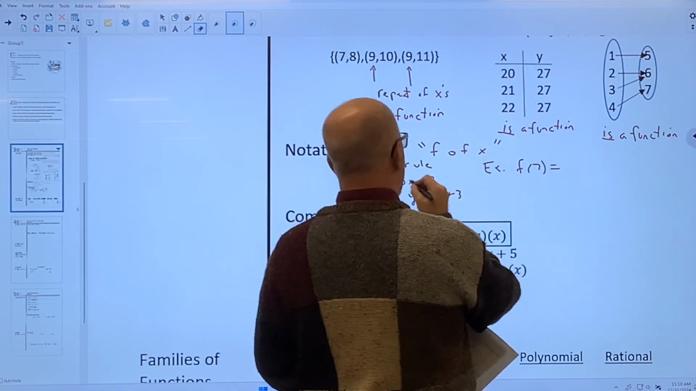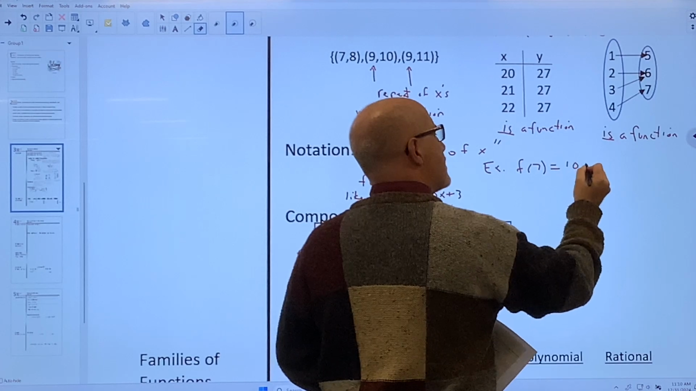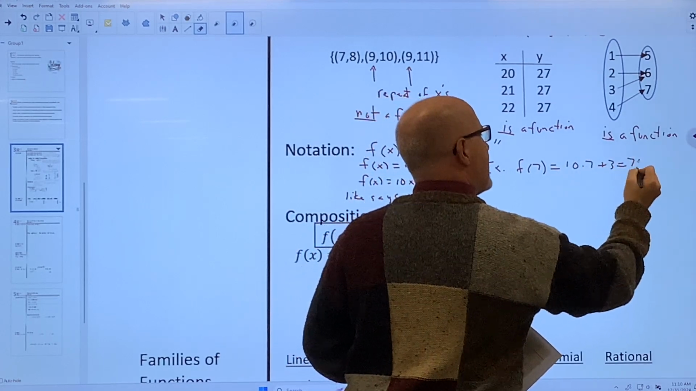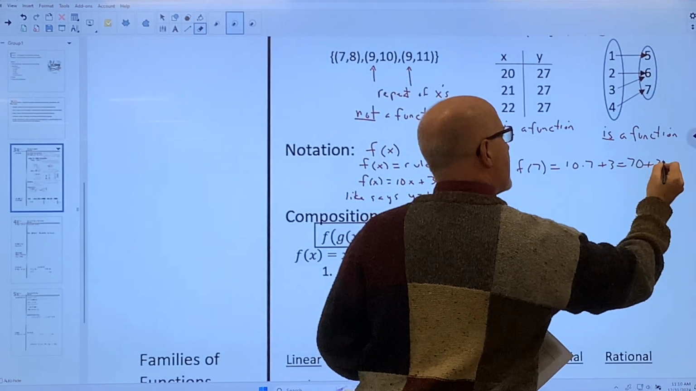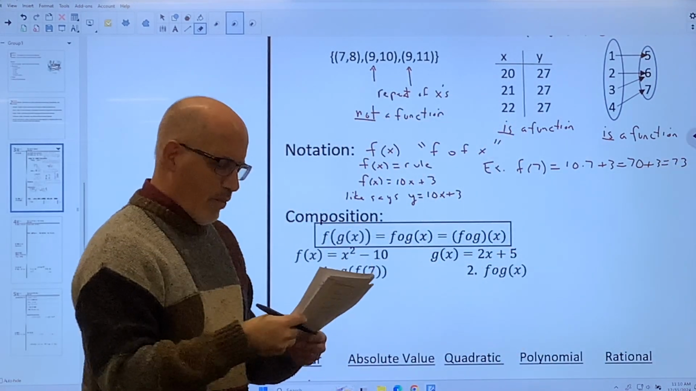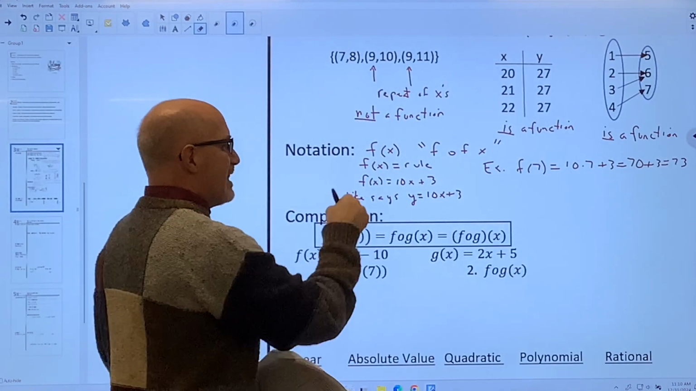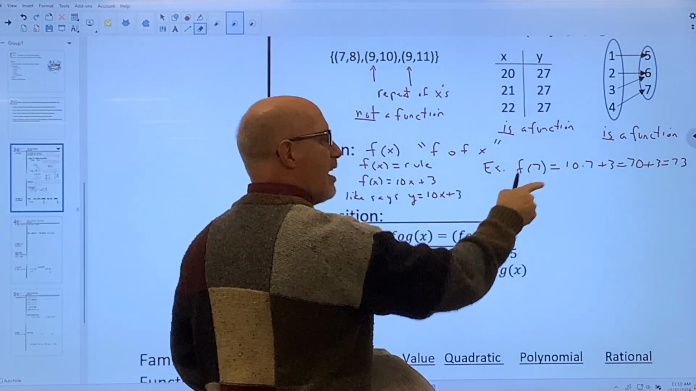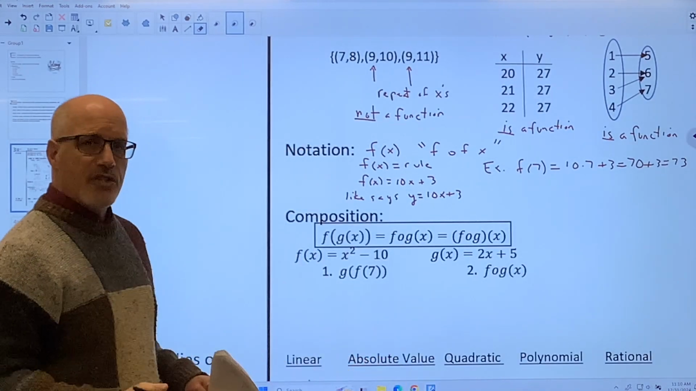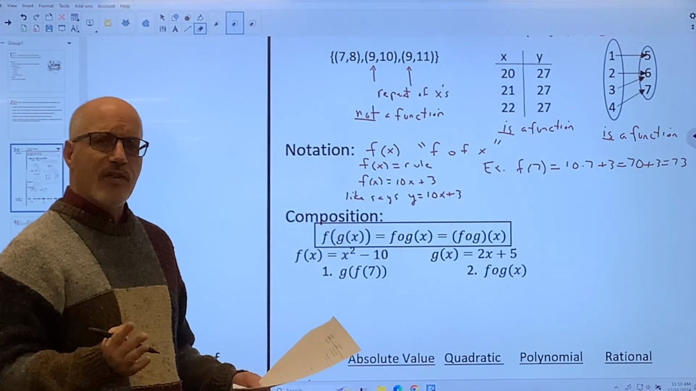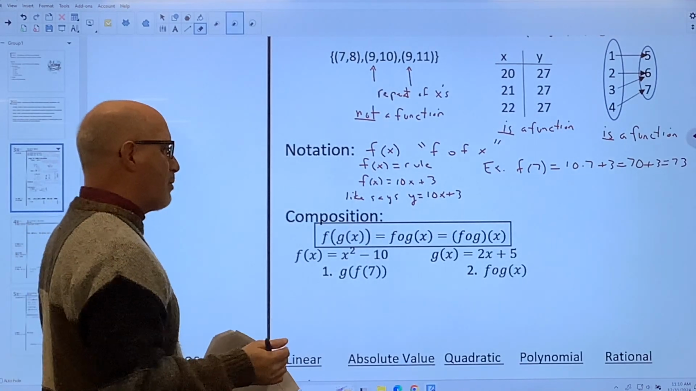So this would be put in 7, you've got 10 times 7 plus the 3, which would be 70 plus 3 would equal 73 for doing that. So just a reminder that this would be our input, this is the output, what comes out of it. That's what functions do. And when I put in 7, I only get out one number. I get 73. I don't get two other numbers.